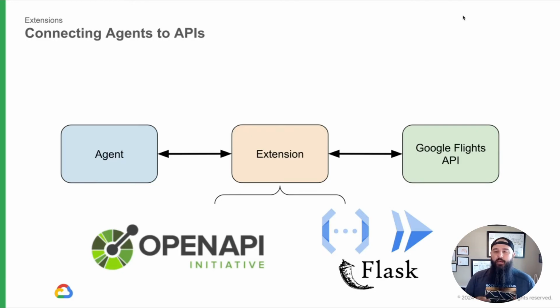The key takeaway about extensions is that the agent has full autonomy to make that API call at any time that it wants. It doesn't have to ask you if it needs to make that API call. It just knows that it has that available to it, and it's going to make that API call to solve the goal that you've given it.